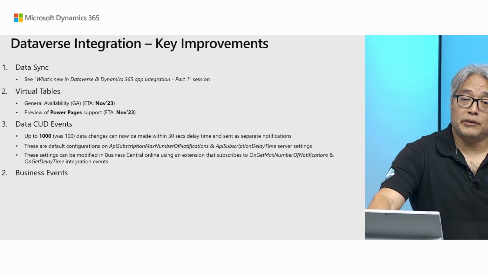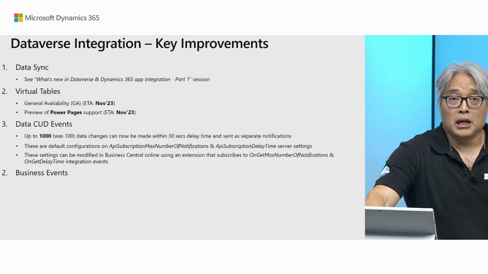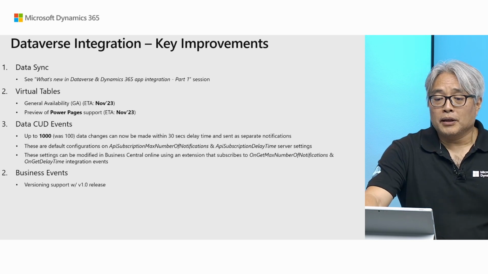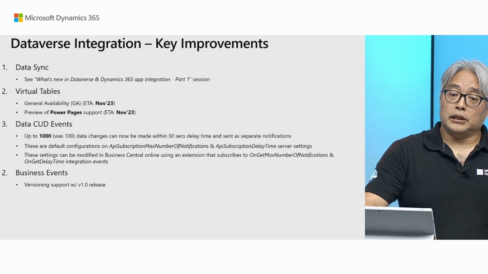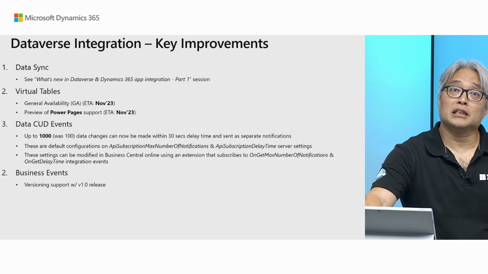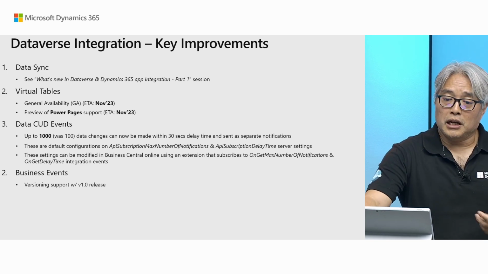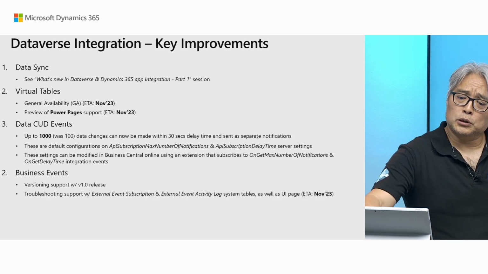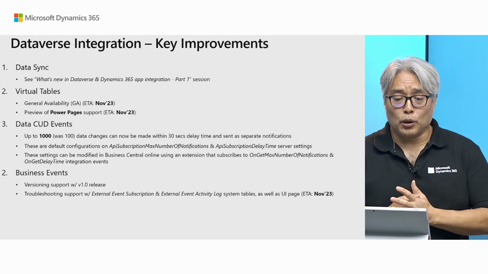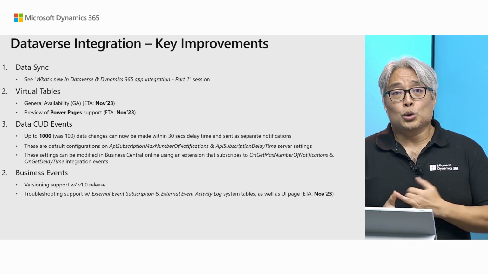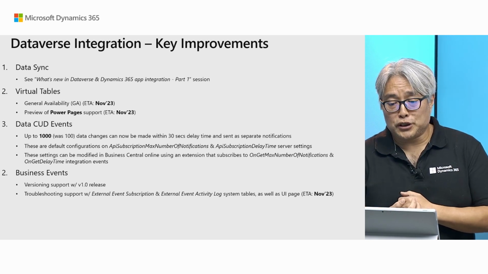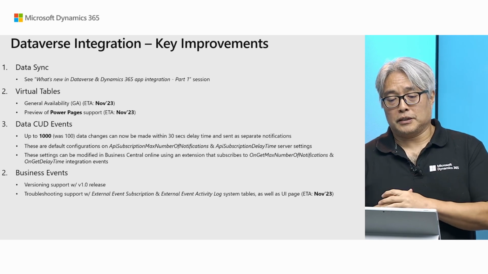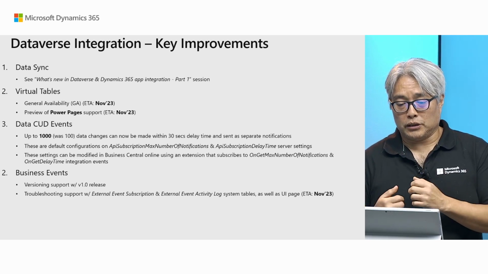And finally, on business event, we have 3 improvements. Business event is still in preview, and we are targeting a GA in the release after this one. Right now, we're adding versioning support as we release version 1.0 of events. Previously, we released version 0. Now we have version 1.0. And we also introduced troubleshooting support enabled by 2 system tables, external event subscription and external event activity log, that also come with the UI pages that are coming in this November 2023.